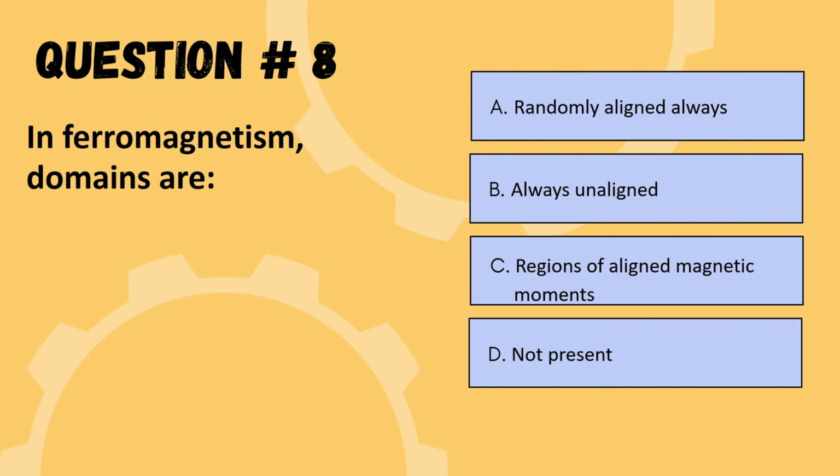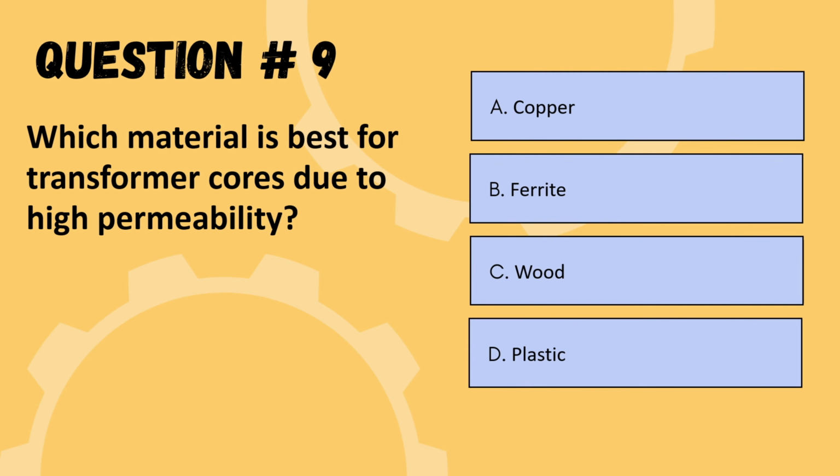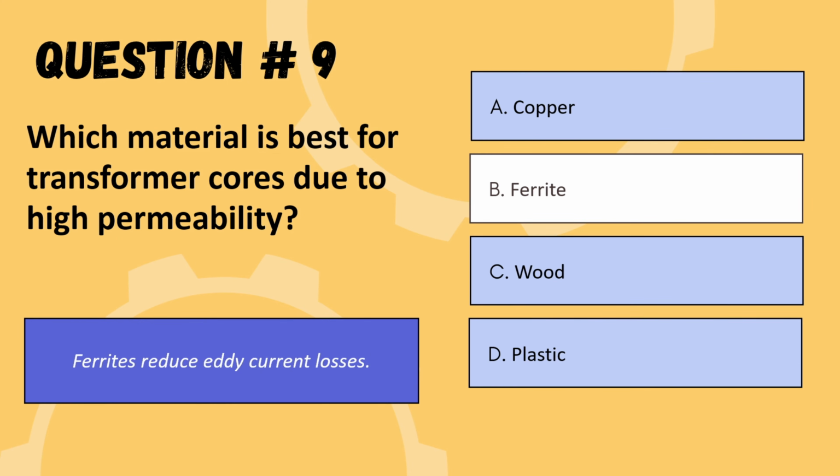Next question is: in ferromagnetism, domains are, options are randomly aligned always, always unaligned, regions of aligned magnetic moments, not present. So the correct option is option C, regions of aligned magnetic moments. So we are moving to the next question. Next question is: which material is best for transformer core due to high permeability? Options are copper, ferrite, wood or plastic. So the correct option is option B, ferrite. So we are moving to the next question.